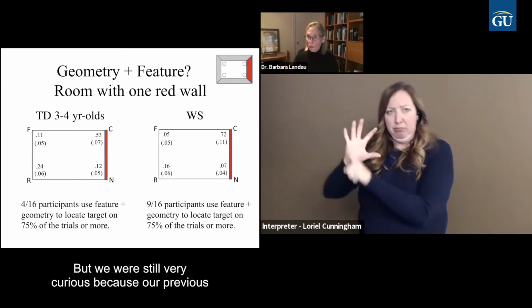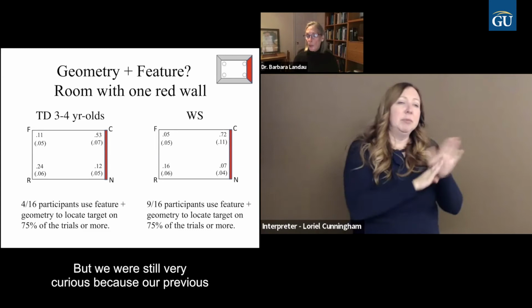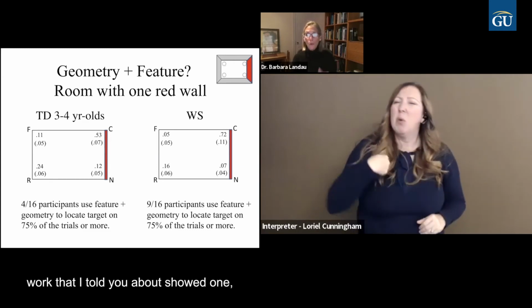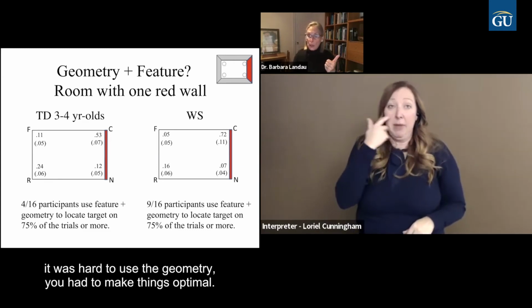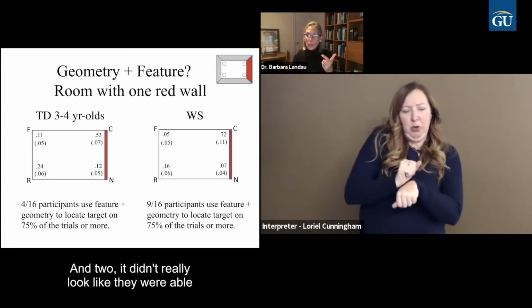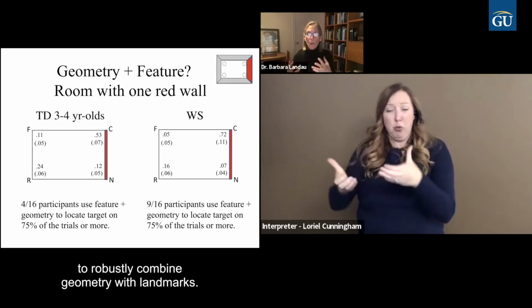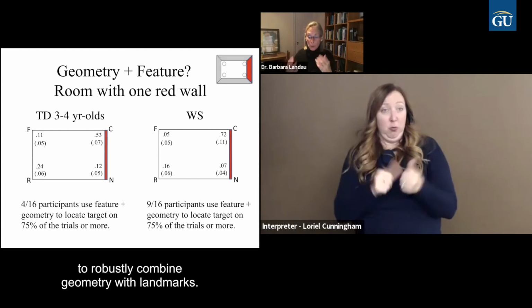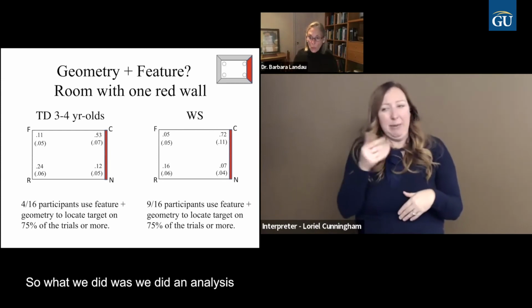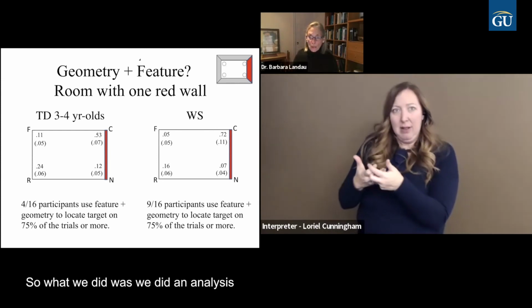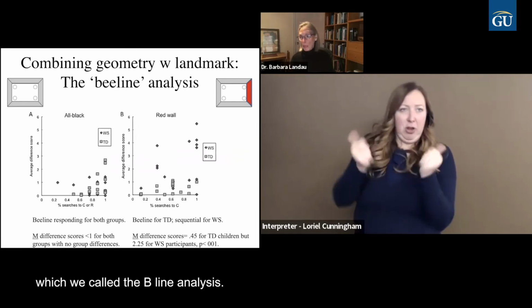But we were still very curious, because our previous work that I told you about showed, one, it was hard to use the geometry. You had to make things optimal. And two, it didn't really look like they were able to robustly combine geometry with landmarks. So what we did was an analysis, which we called the beeline analysis.